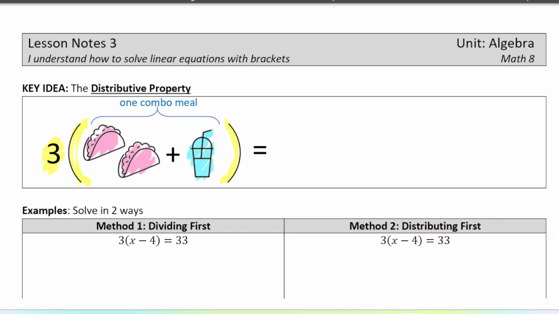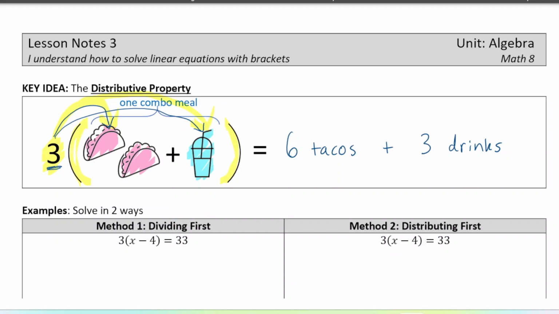So what the brackets mean is you want to have 3 of everything that's inside the brackets. So we want to have 3 times 2 tacos and 3 drinks. What that would end up being is 6 tacos and 3 drinks. So when you see brackets and a number out front, this is the distributive property. You want to multiply the 3 by everything that's inside.